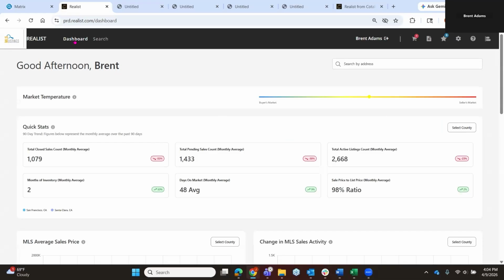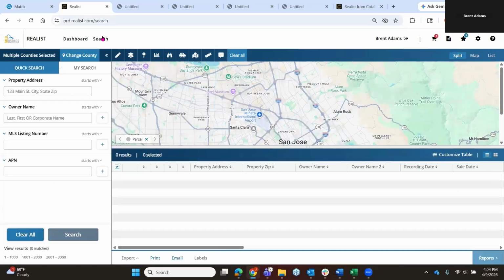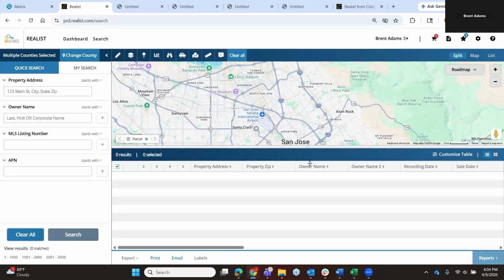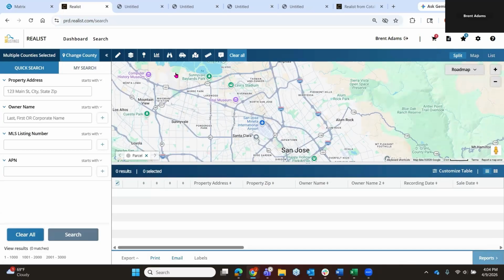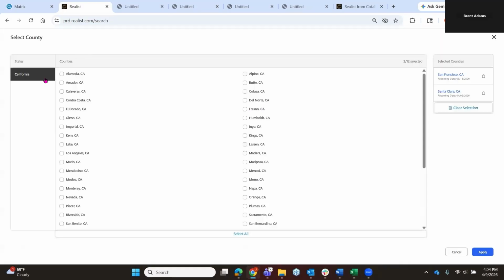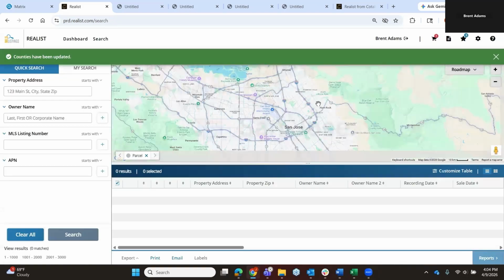I'm going to switch from dashboard over to search right now, and we're going to move into doing a little bit of searching. Again, as you can see, I'm searching in Santa Clara County here. In fact, I'm going to change that county again and eliminate San Francisco. I do most of my searching here in Santa Clara County.